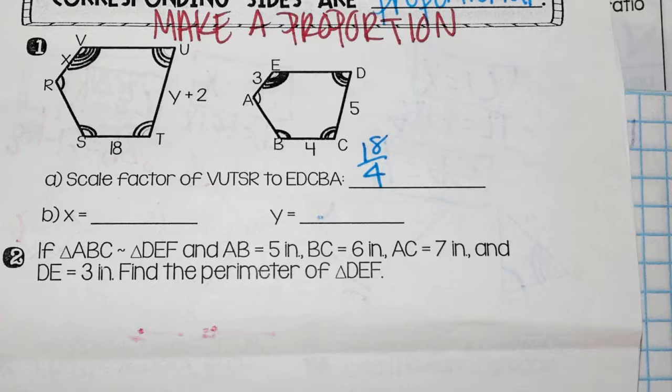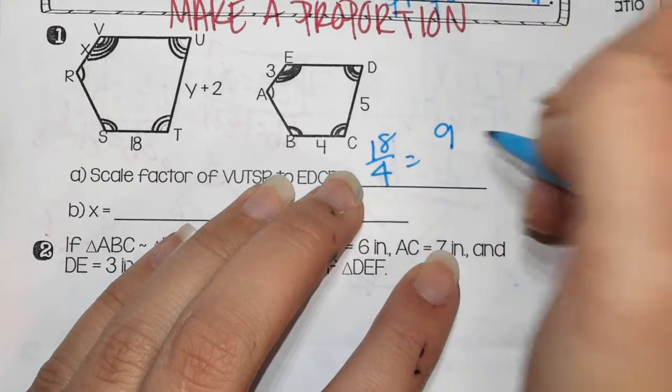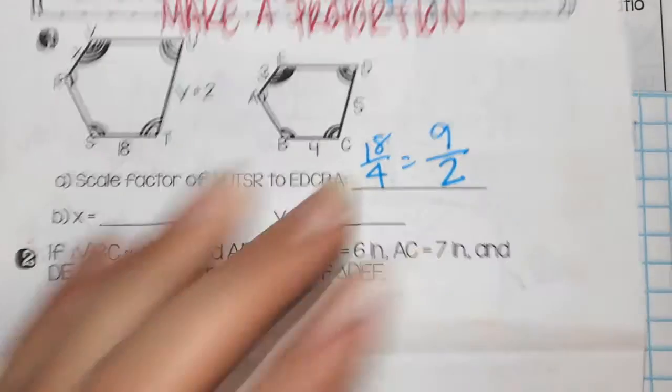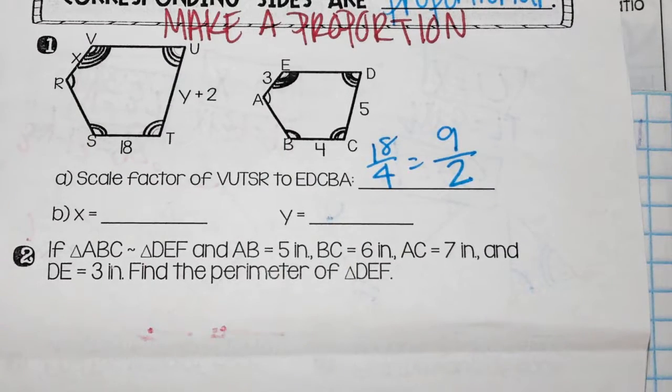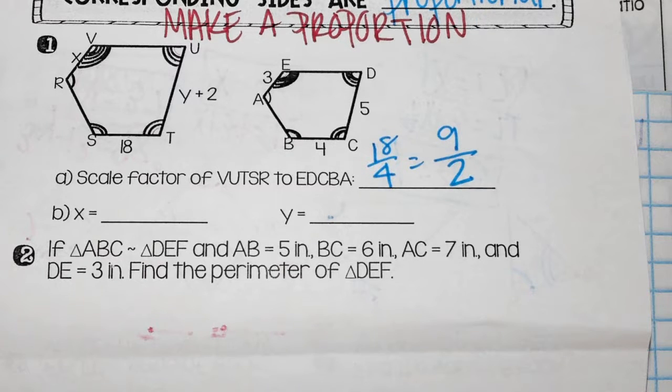Don't divide. What goes into both 18 and 4? 2. What's 18 divided by 2? What's 4 divided by 2? That's what we're going to use every single time.